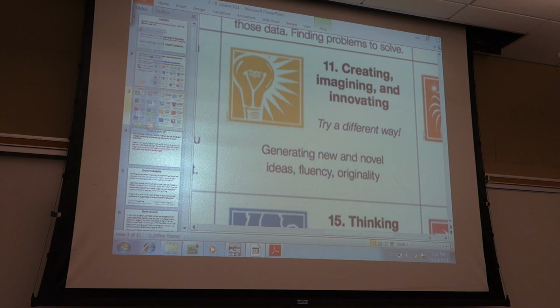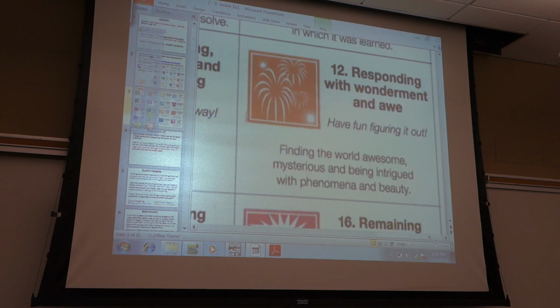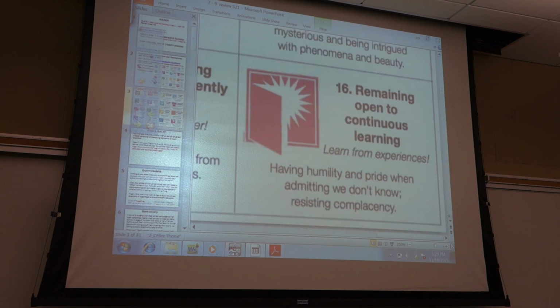Desiree. Sorry, Destiny. Desiree's in a different class. Good. Responding with wonderment and awe. Have fun figuring it out. Finding the world mysterious and being intrigued with phenomena. Perfect. Great. So we appreciate the wonderful sunsets we have and everything else. Number 16. Lauren? Remaining open to continuous learning. Learn from experiences, having humility and pride when admitting we don't know, resisting complacency.